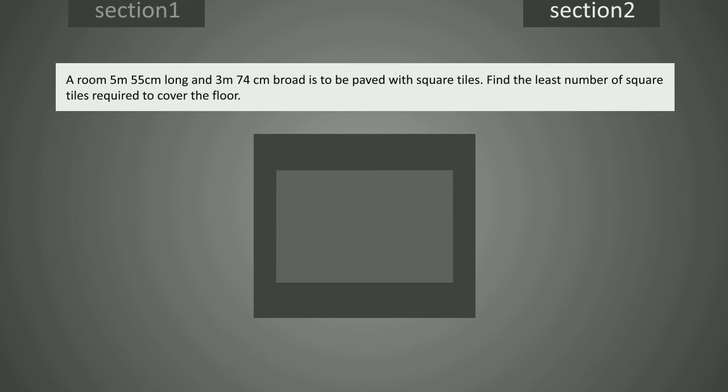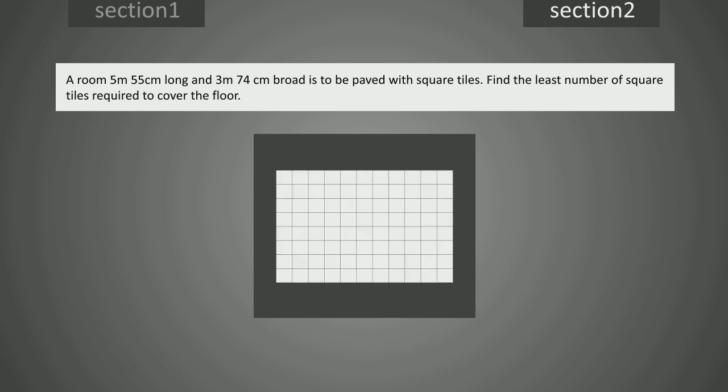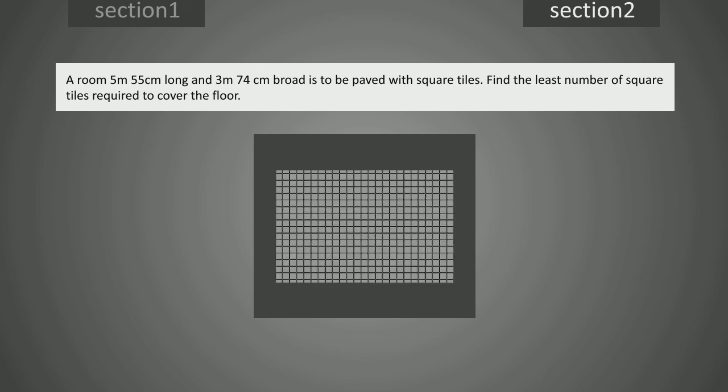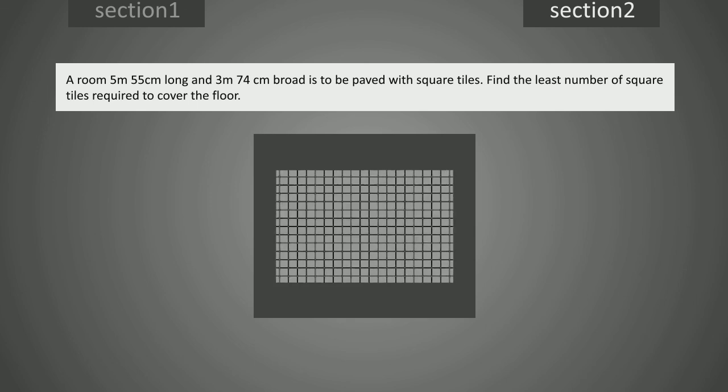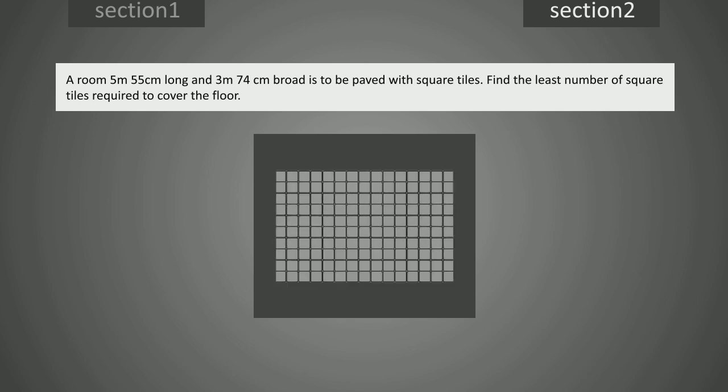Step 1. Laying out the picture. So we got a room of length 5 meters 55 centimeters and width 3 meters 74 centimeters, and he wants this room to be covered by square tiles such that they all fit perfectly without any overshoots or undershoots, and he also wants the number of tiles used to be kept at minimum. Step 2. Find the relation and solve.